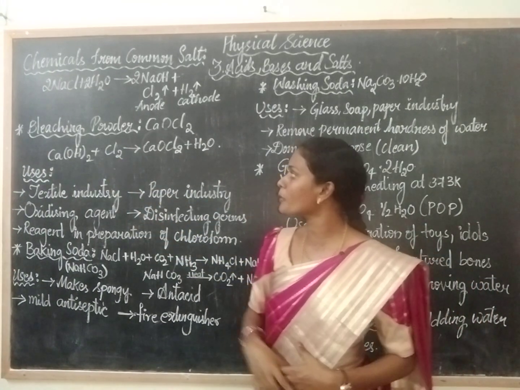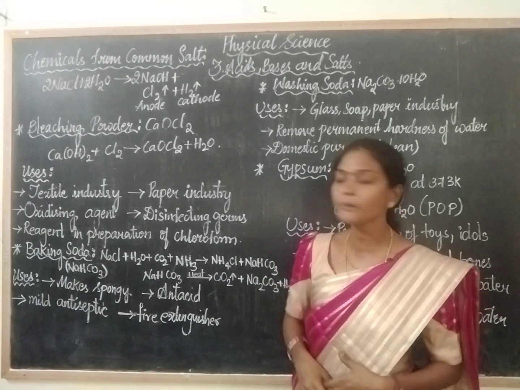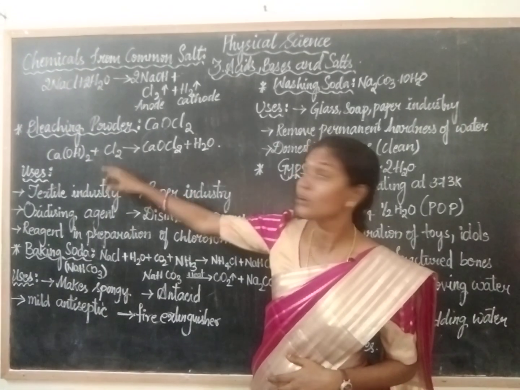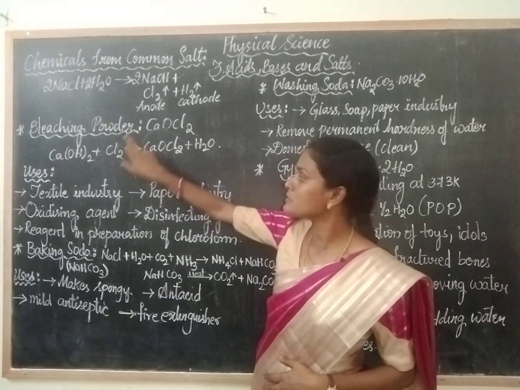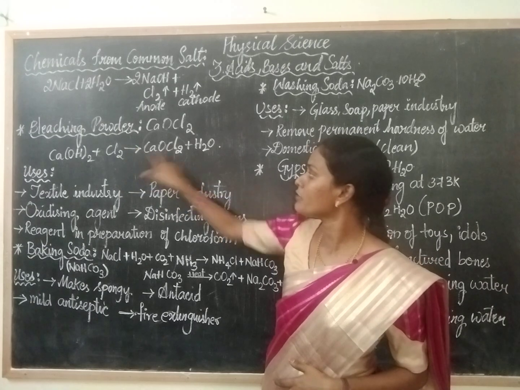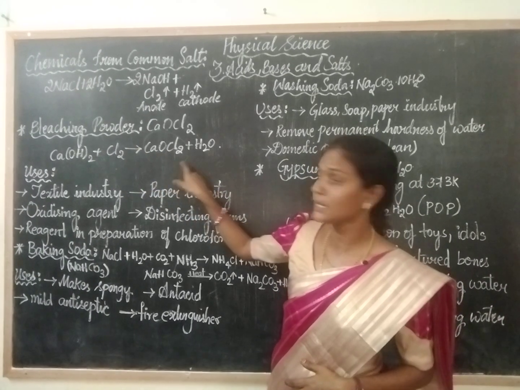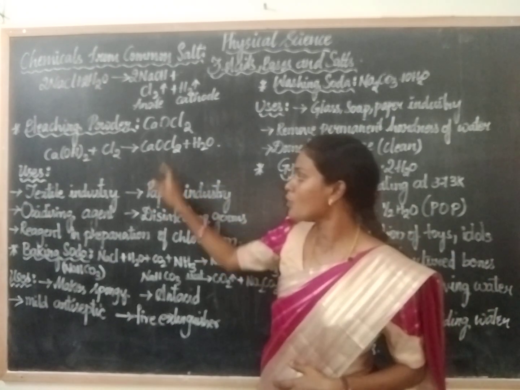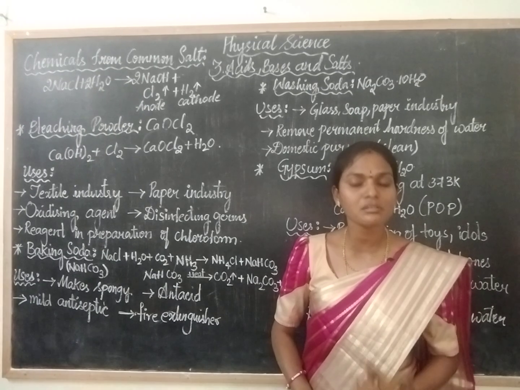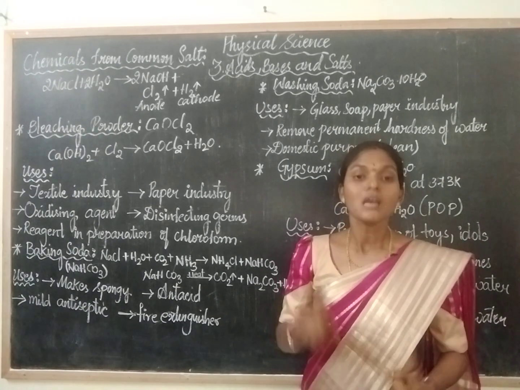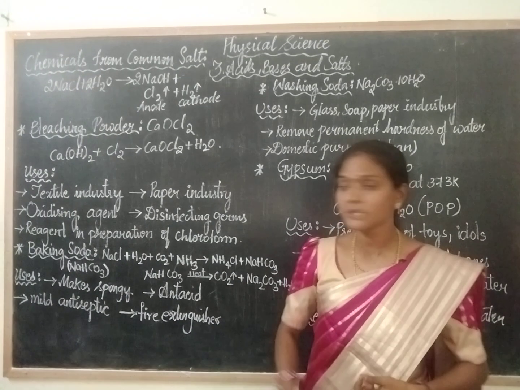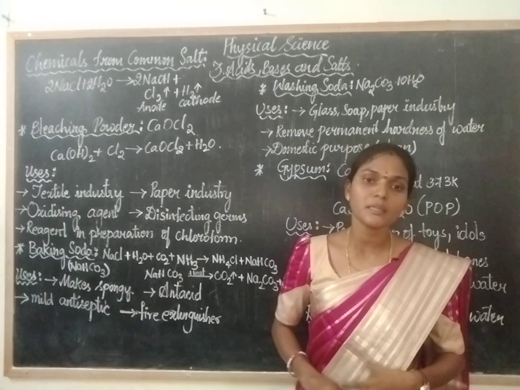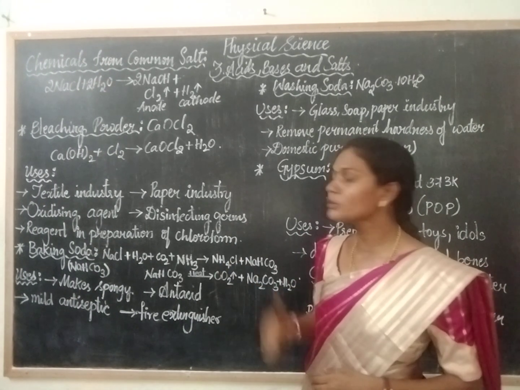So what is bleaching powder? Bleaching powder is prepared from calcium hydroxide. To that calcium hydroxide, when we add the chlorine gas evolved at the anode, it forms bleaching powder, CaOCl2 plus H2O. So what are the uses? It is used in the textile industry, the paper industry, as an oxidizing agent, to disinfect germs, and as a reagent in the preparation of chloroform. This is about bleaching powder.